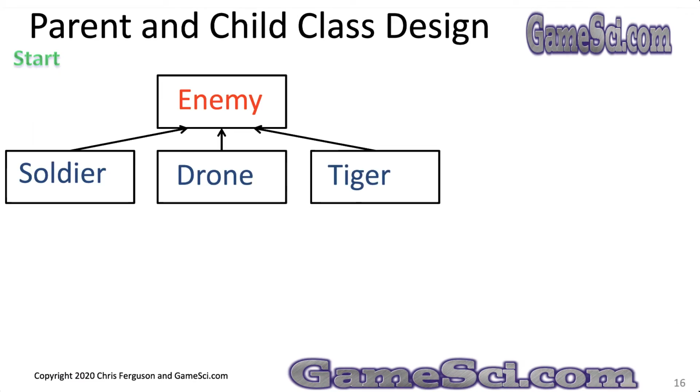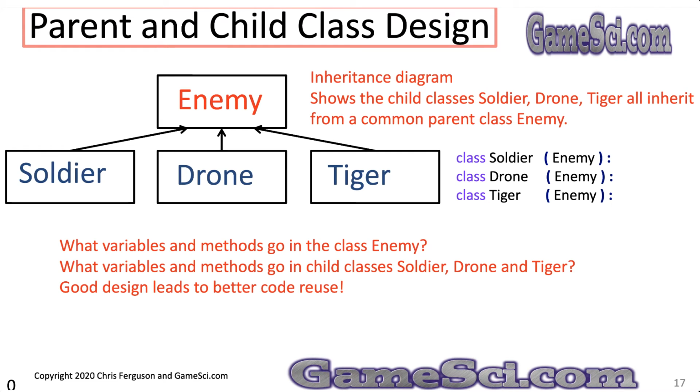Parent and child class design. Here is what we call an inheritance diagram. It shows that the classes Soldier, Drone, and Tiger all inherit from a common parent class Enemy. Class Soldier inherits Enemy. Class Drone inherits Enemy. Class Tiger inherits Enemy. What variables and methods go in class Enemy? What variables and methods go in the child classes Soldier, Drone, and Tiger? Good design leads to better code reuse.